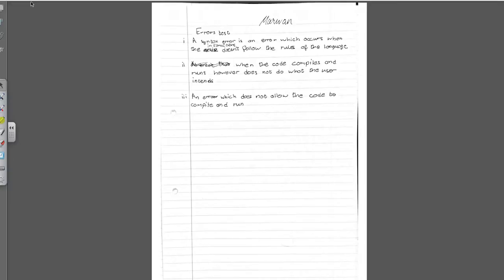Okay. The error which does not allow the code to compile and run. Why? Because remember, syntax error does the same. So I'm going to give you 1 mark for that. So I'm going to give you 5 out of 9, Marwan. And then here we go, next one.